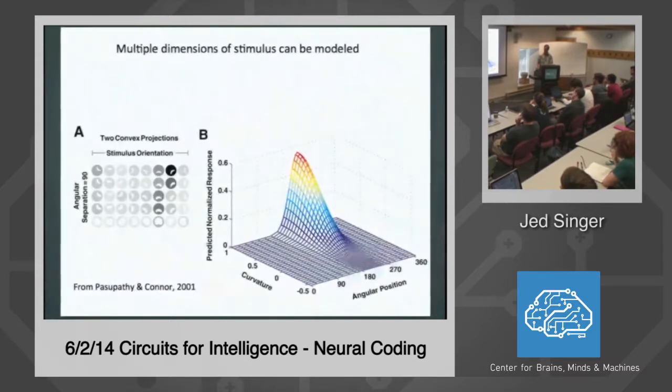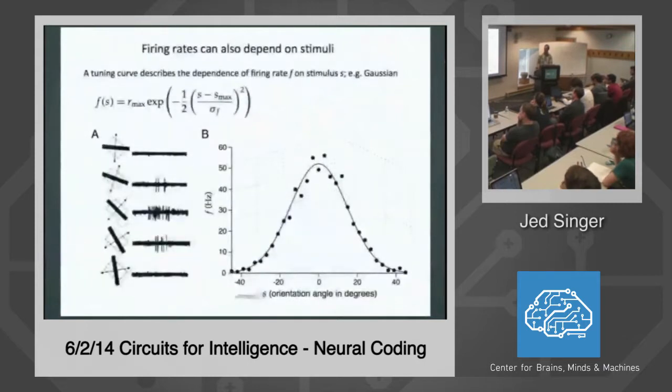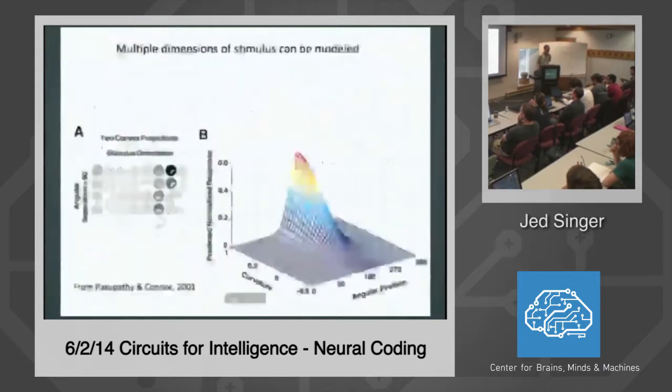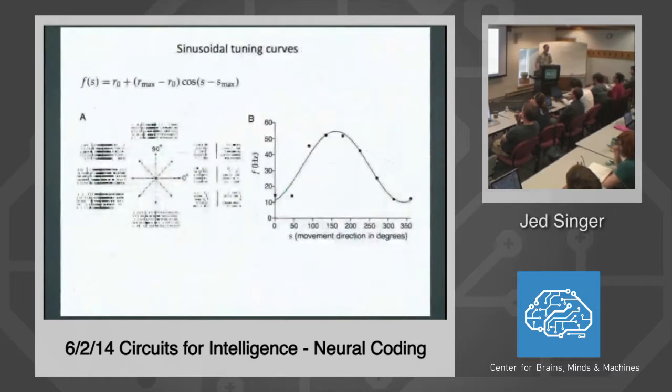So one thing suggested by this angular position, and actually in fact suggested by this angle here, is that some stimulus dimensions are cyclic rather than linear. So in some cases, it may make more sense to fit a sinusoidal tuning curve rather than a Gaussian.